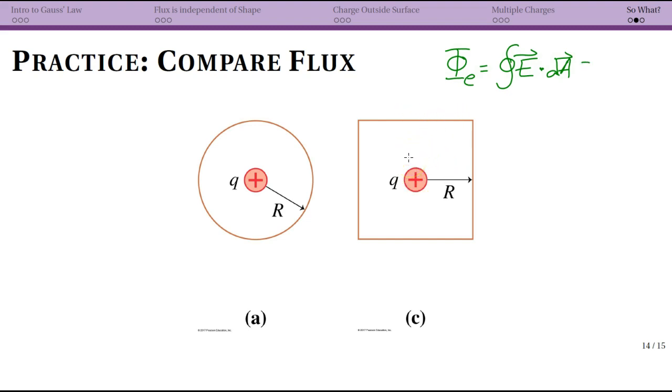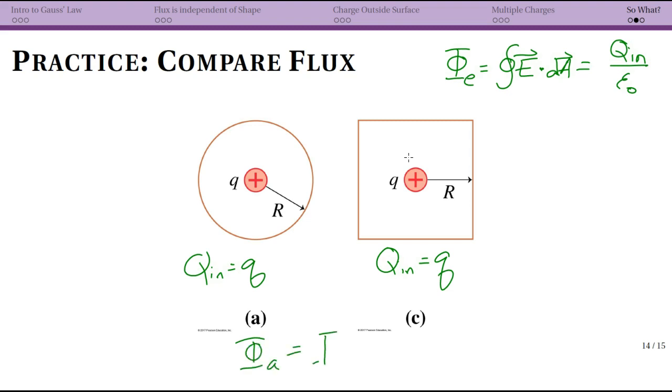But that's why Gauss's law has that last bit, Q enclosed over epsilon naught. So what is Q enclosed here? Well, that's just Q. In the square case, Q enclosed is the same Q. So phi of A equals phi of B. Again, this isn't that meaningful, but the point is if all you need to do is calculate flux, look at how much charge is on the inside. You don't actually need to do the integral. You can usually skip that step.